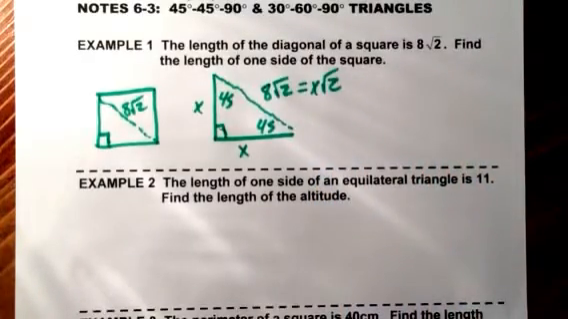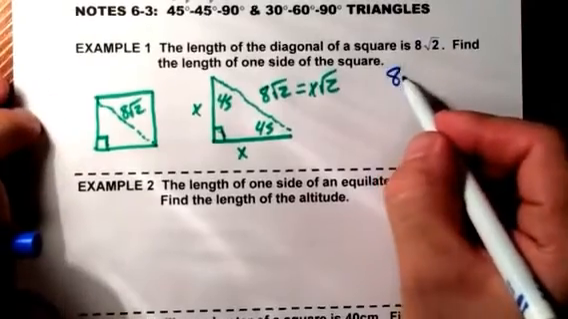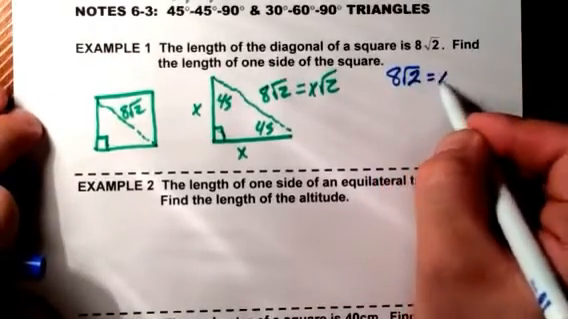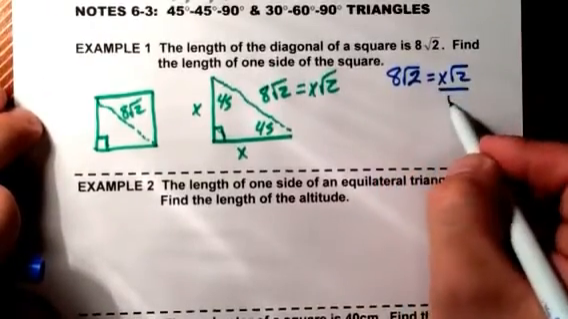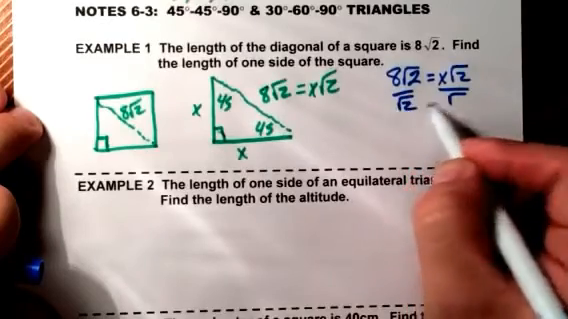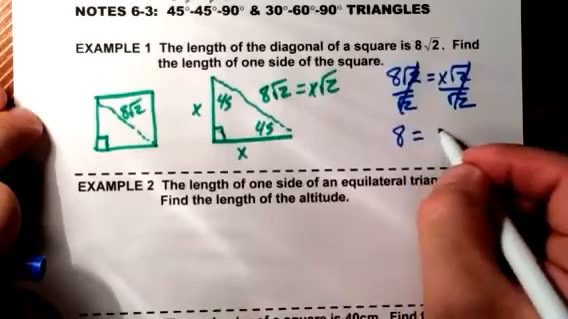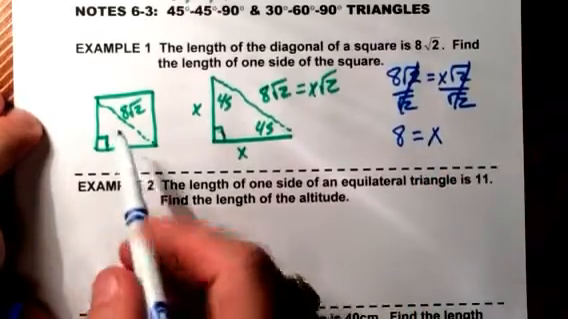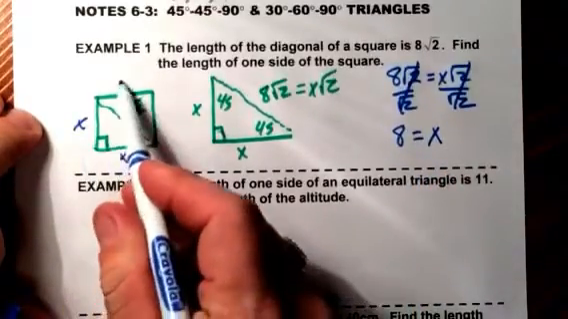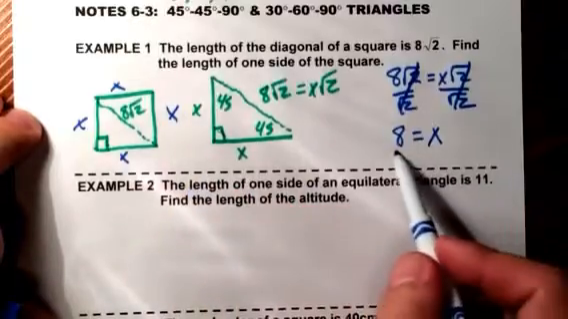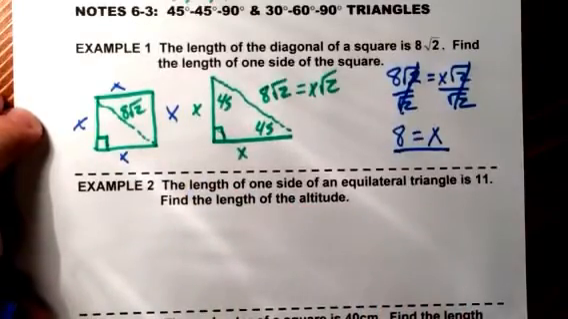So looking at it from there, let's go ahead and look at our formula. 8 radical 2 equals x radical 2. Divide both sides by the radical. 8 would equal x. X in this case would be the sides of my square. That would be your answer.